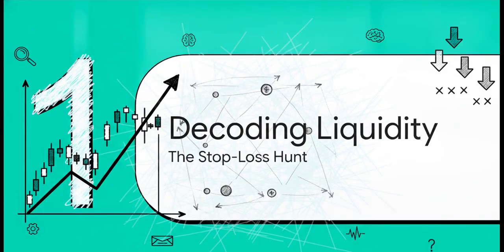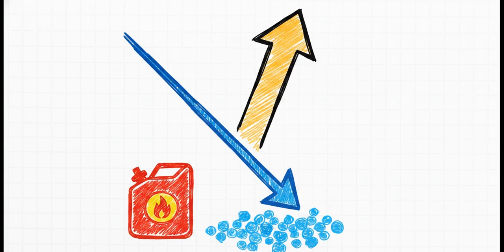Section 1. Decoding market liquidity, the stop-loss hunt. Understanding this hunt is genuinely the foundation of professional trading. Here's the thing, markets absolutely have to take out early participants to accumulate enough orders before pushing a trend higher or lower. Large financial institutions can't just slap a buy button on a massive order without sending the price to the moon, right? They need sellers to buy from.